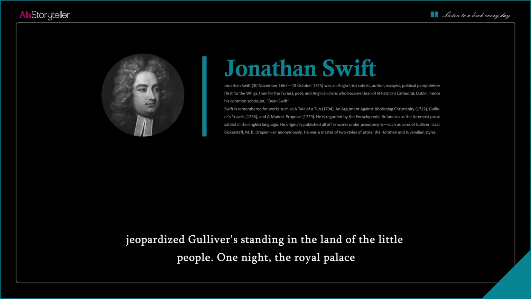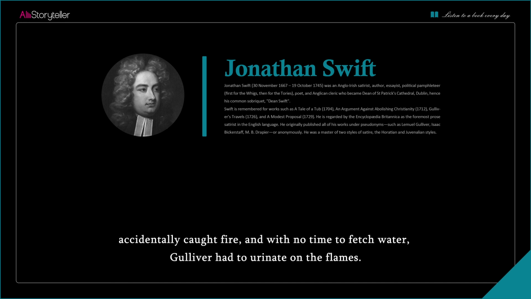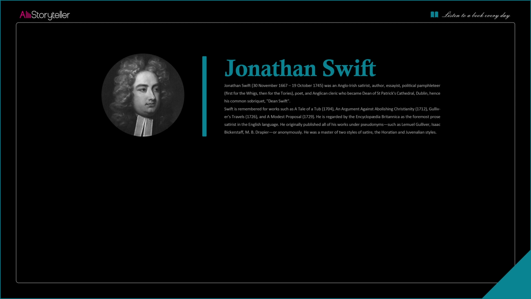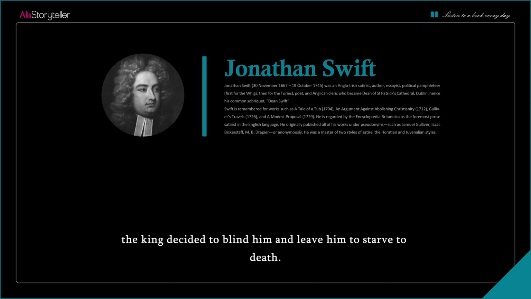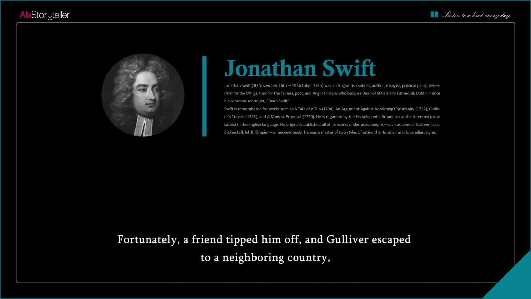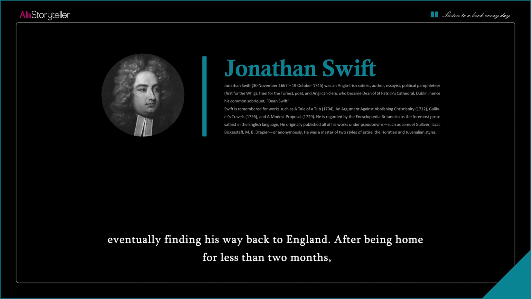One night, the royal palace accidentally caught fire, and with no time to fetch water, Gulliver had to urinate on the flames. While he saved most of the building, this act earned him the Queen's displeasure. Combined with false rumors spread by some ministers who opposed him, the king decided to blind him and leave him to starve to death.